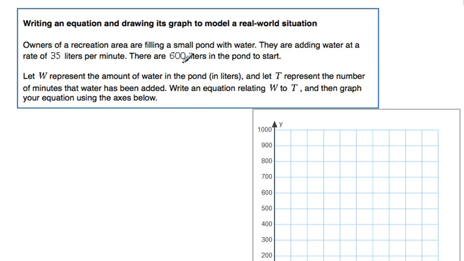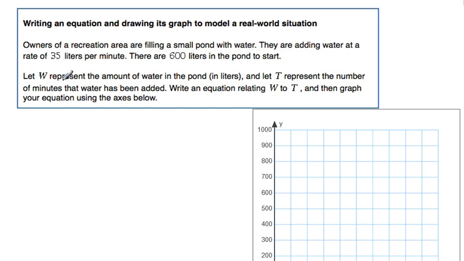Now we're told that there's 600 liters in the pond to start. This does not change no matter how many liters of water we add per minute. We start out with 600. We're never going to start out with a number other than the 600 according to the problem that was given us. Now, what does change is this rate here, 35 liters per minute. After 1 minute, there's a different amount. After 2 minutes, there's a different amount. And after 3 minutes and so on, there are different amounts.